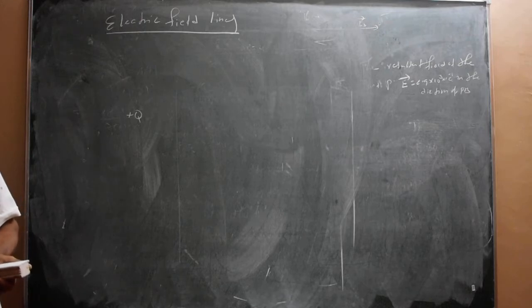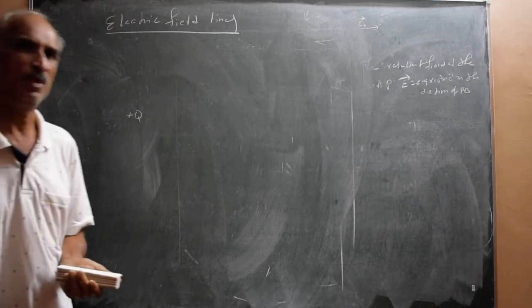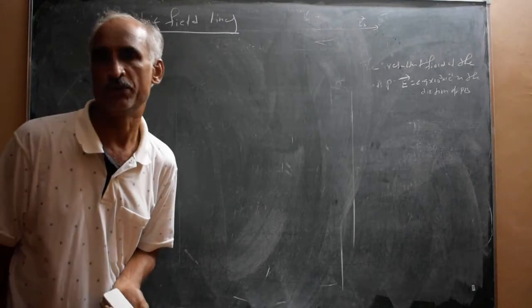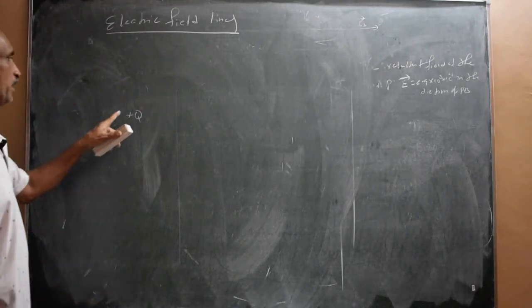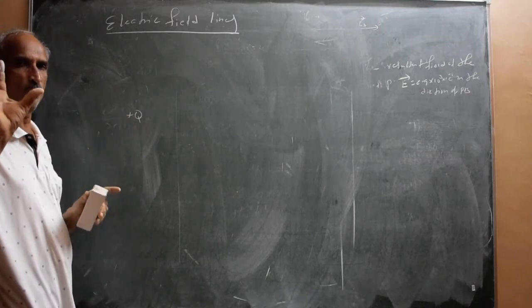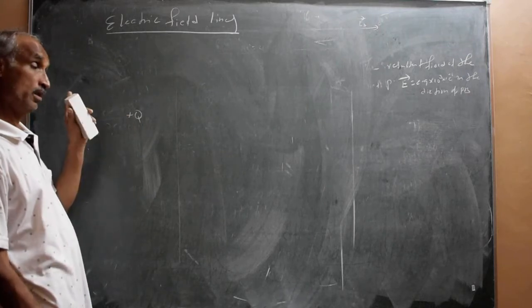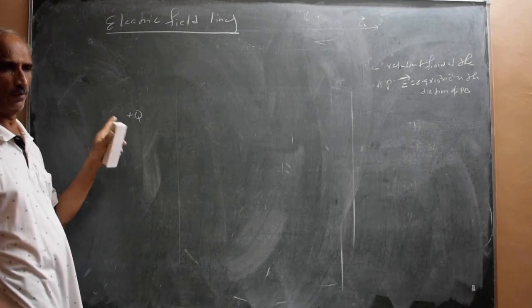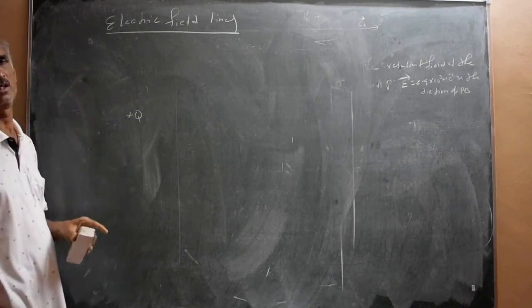Or even small q. Even though in the beginning of this field theory we have taken the source charge as plus Q and the test charge as small q, later on the source charge may be represented by small q also. Here is the source charge. Source charge means which produces the field. Every charge produces a field. We are interested in the field of this charge, the source charge.